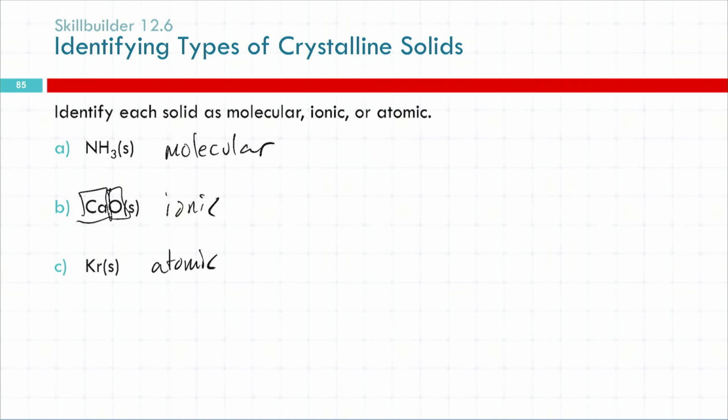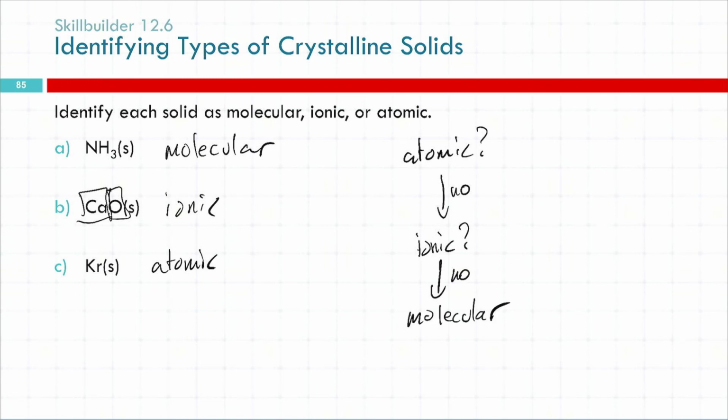So when you're looking at any molecule or atom and you're trying to determine if that solid is molecular, ionic, or atomic, you should start with, well, is it atomic? If the answer to that is no, then you say, is it ionic? If the answer to that is no, then it's molecular. So very simple sort of decision tree to make those determinations.